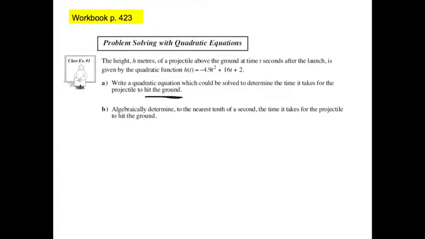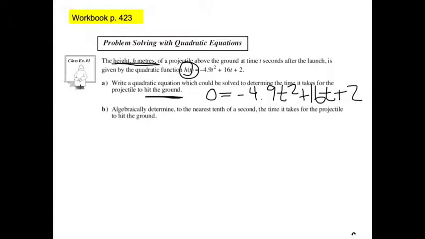Here's the keywords: hit the ground, and the height is in meters, right? And that's going to affect this part right here. Essentially, all we need to do is replace h of t with 0. So it's going to be 0 is equal to negative 4.9 t squared plus 16t plus 2.